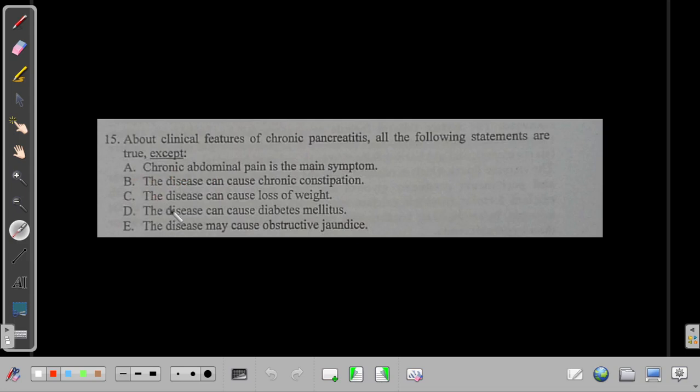Others will be true. The disease can cause loss of weight. That's true. Chronic pancreatitis can cause diabetes mellitus, that's true. The disease may cause obstructive jaundice, that's true. Sometimes chronic pancreatitis can compress the common bile duct and cause obstructive jaundice. Okay? So, the untrue statement here is B.